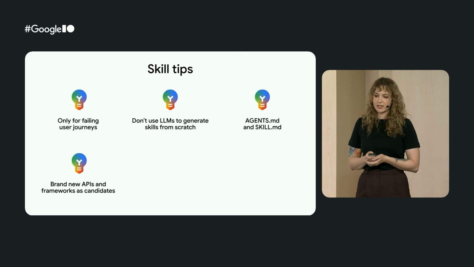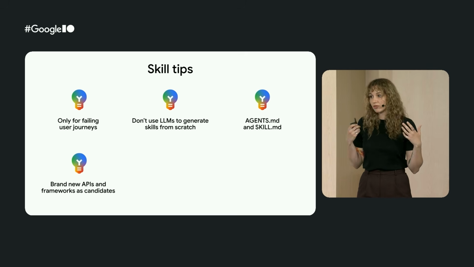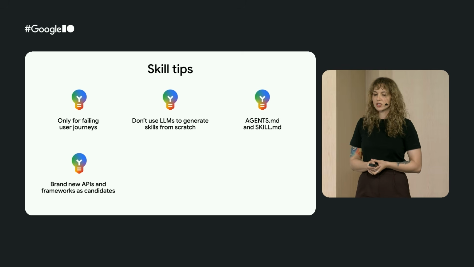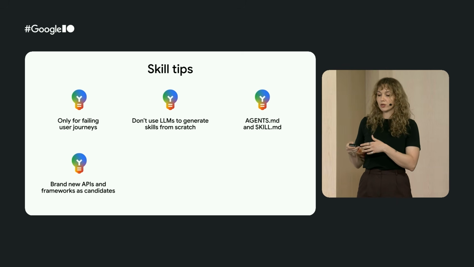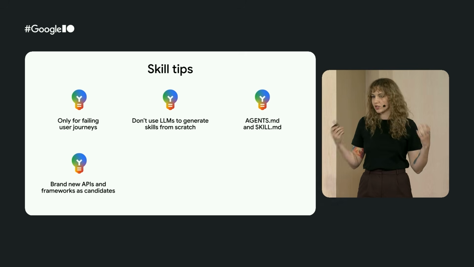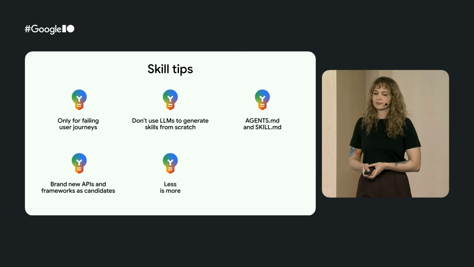Good skill candidates are usually brand new APIs or version behavior changes, so information that is so recent that the LLMs know very little about it. So things like custom domain and specific workflows are also good candidates, large procedural migrations, etc.